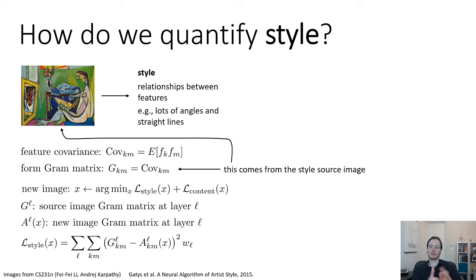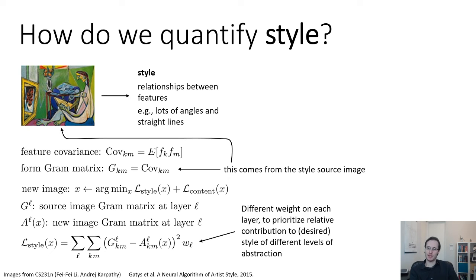And then we can write down a style loss that sums over all the layers and then sums over all pairs of features at that layer. It's just the squared difference between the entry in G^L and the entry in A^L(X). And each layer is weighted by a weight W_L. This weight actually has to be chosen somewhat carefully because you have to prioritize the relative contribution to the desired style of different levels of abstraction.